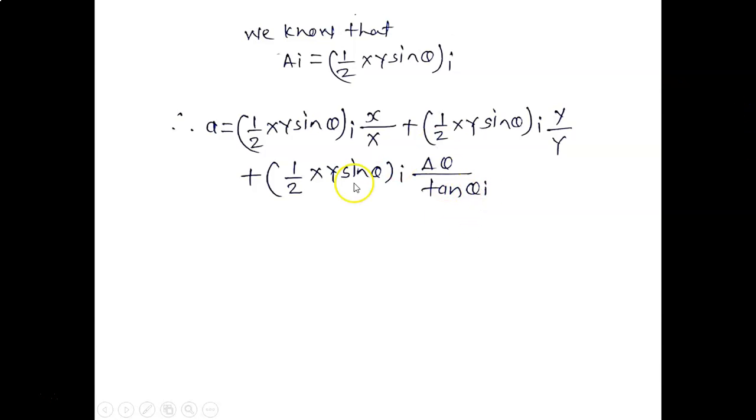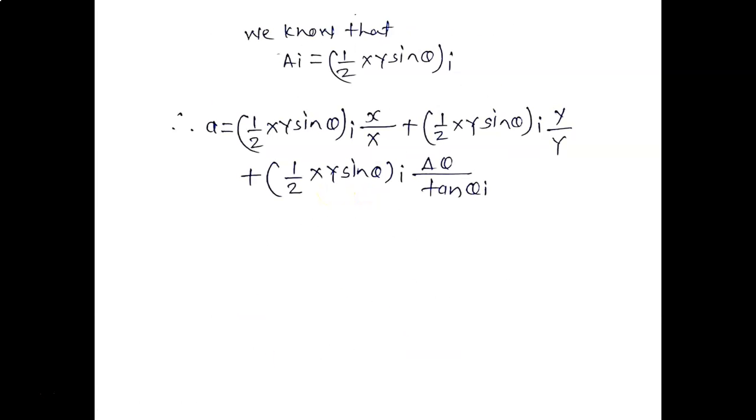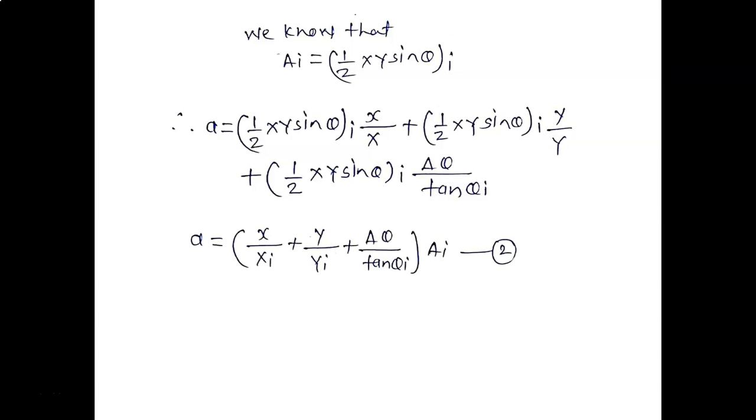Now, in this equation, this 1/2 xy sin theta at the point I is nothing but AI. Therefore, small a is equal to AI, we will take common. Therefore, what is the remaining equation? Small a is equal to, into bracket, x upon xi plus y upon yi plus delta theta upon tan theta I, into AI, that is equation 2.